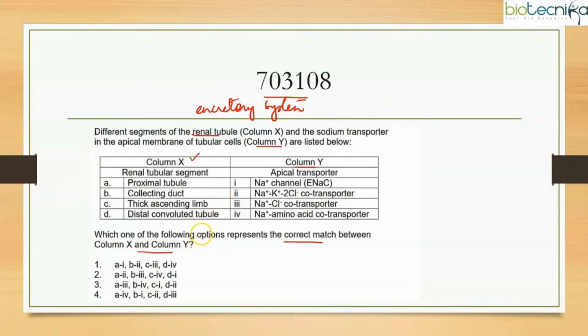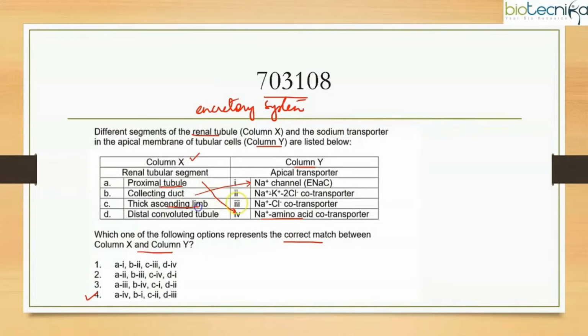So the correct answer is option 4. Now let us see. Proximal tubule means there will be sodium symporters, right, that are used for the reabsorption of amino acids, glucose, right? So A will match with 4, sodium amino acid co-transporter. B, in collecting duct, definitely there are sodium channels, sodium chloride channel. So B will match with 1.